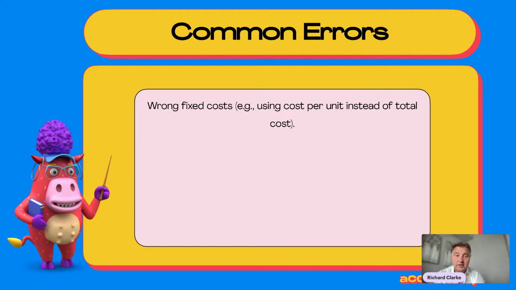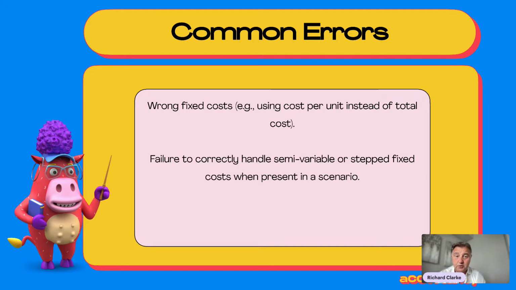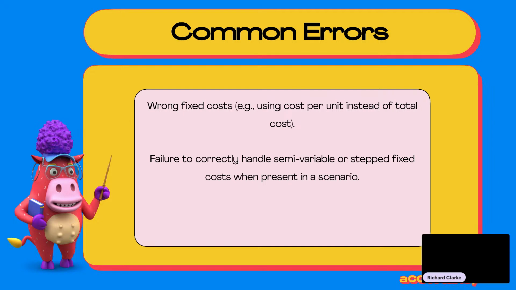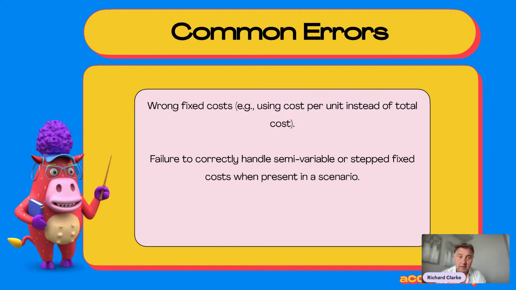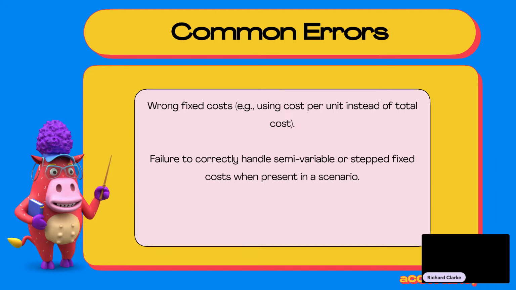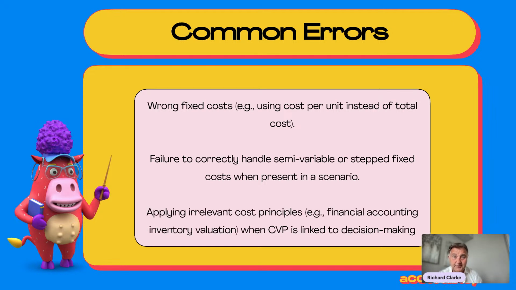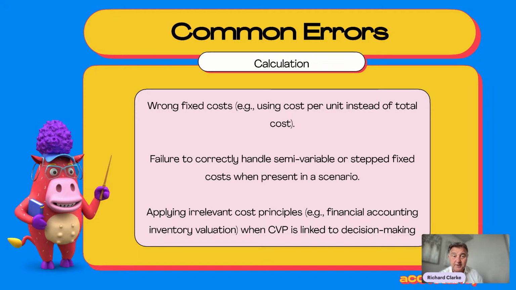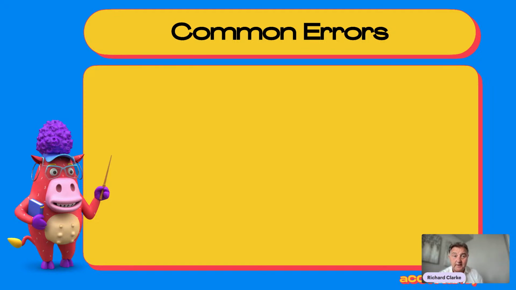Common errors in the exam, according to the examiner, using the wrong fixed cost. Remember, when you're doing the break even, you use total fixed cost, not fixed cost per unit, as many people often use. Failure to correctly handle semi-variable or stepped fixed costs. That's not, strictly speaking, part of this syllabus area, but comes up as part of that syllabus area. So make sure you can go and do semi-variable and step fixed costs. Again, we can do that as a lunchtime live maybe. And don't go applying irrelevant cost principles like things like inventory valuation, because there is no inventory assumed in CVP, as we've said.